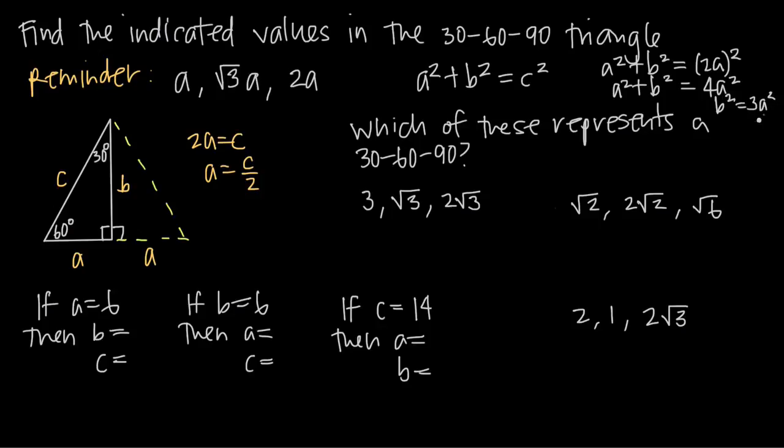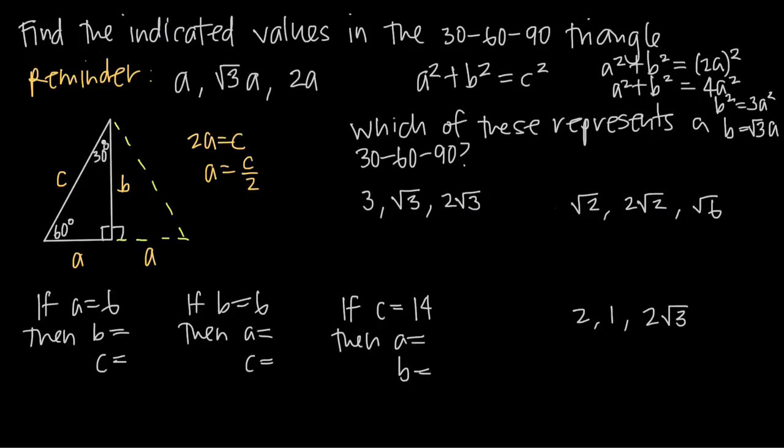And then if we take the square root of both sides to solve for B, we get B is equal to the square root of 3, which is just, of course, the square root of 3. The square root of A squared is A, so we're going to get B is equal to the square root of 3 times A. In other words, we just take the length of the shortest side and multiply it by the square root of 3, and that's going to be the length of the longer leg, the side here, B.